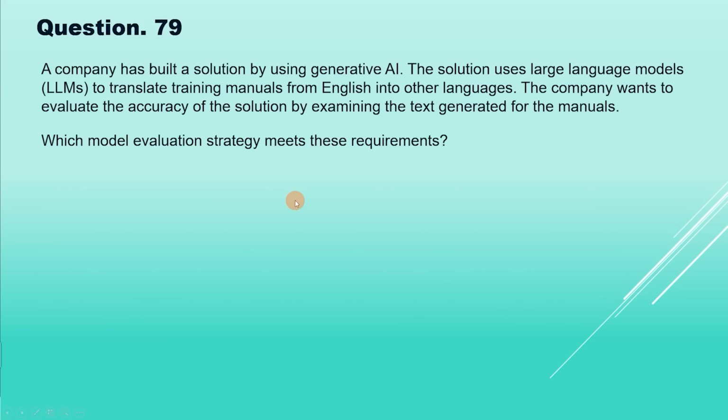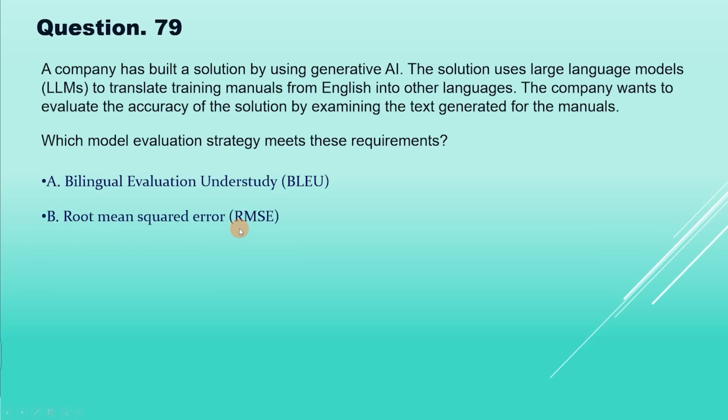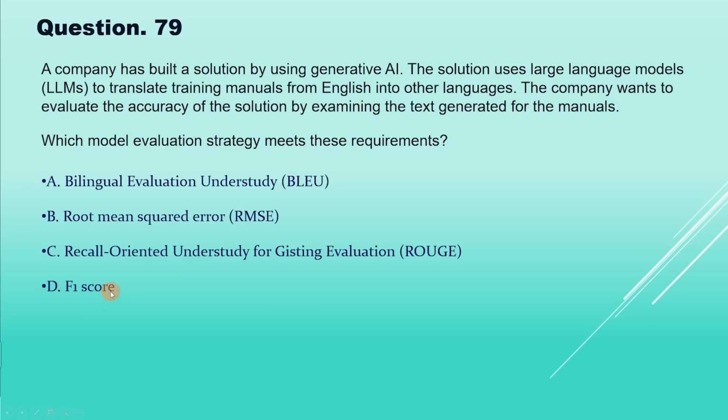Now question number 79. A company has built a solution by using generative AI. The solution uses large language models to translate training manuals from English into other languages. The company wants to evaluate the accuracy of the solution by examining the text generated for the manuals. Which model evaluation strategy meets these requirements? Here are the options: A, bilingual evaluation understudy (BLEU), option B, root mean squared error (RMSE), option C, recall-oriented understudy for gisting evaluation, option D, F1 score.